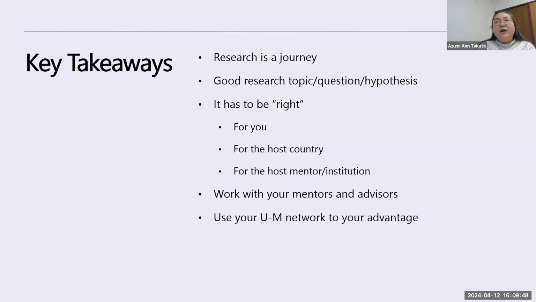Work with your mentors and advisors, both in the discipline and all of us in the Fellowships and Grants Office. And again, use your U of M network to your advantage. You have a lot of resources here. This is part of the reason why we're fortunate to be affiliated with the U of M. We have good resources here, so take advantage of them and make the U of M network work for you.